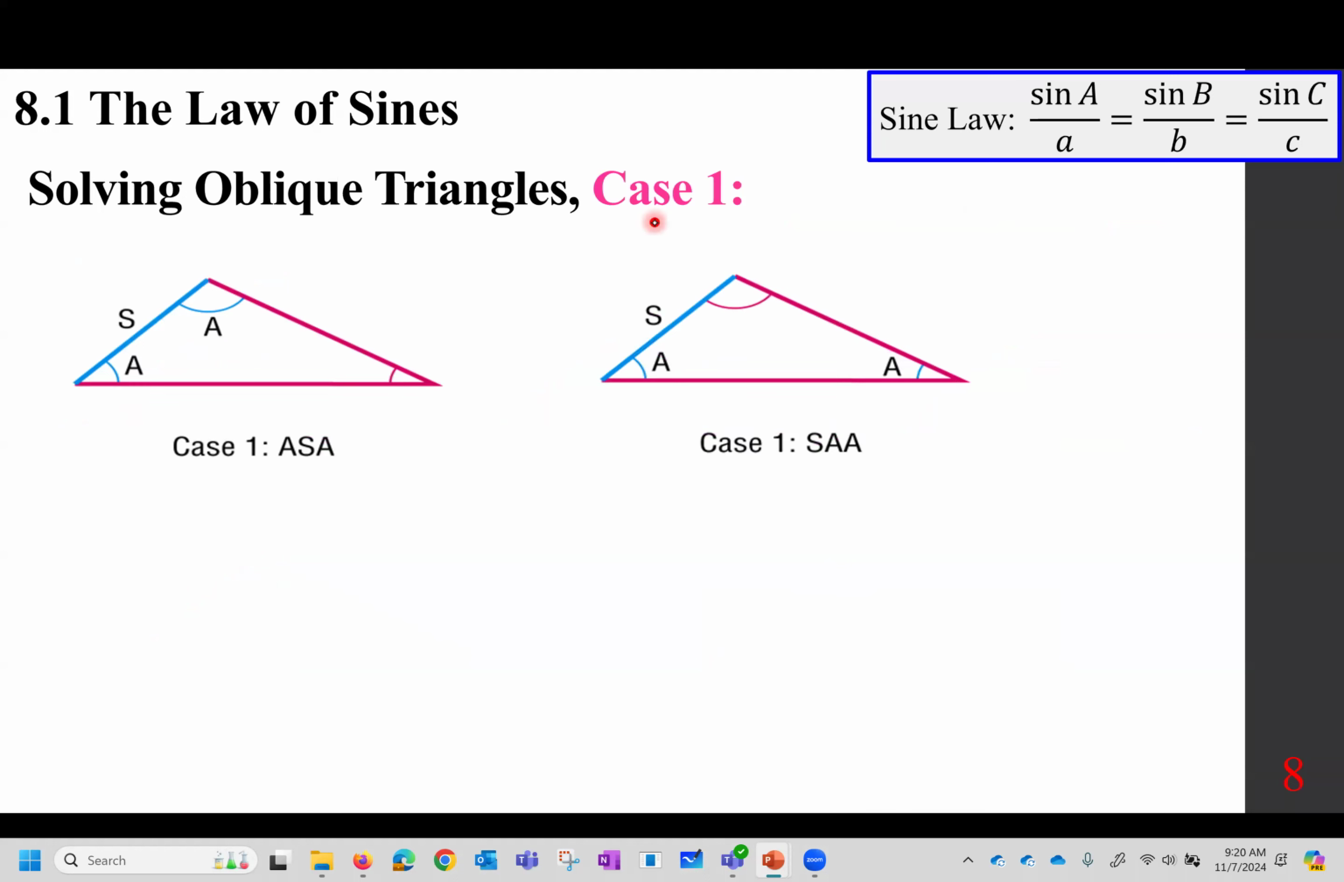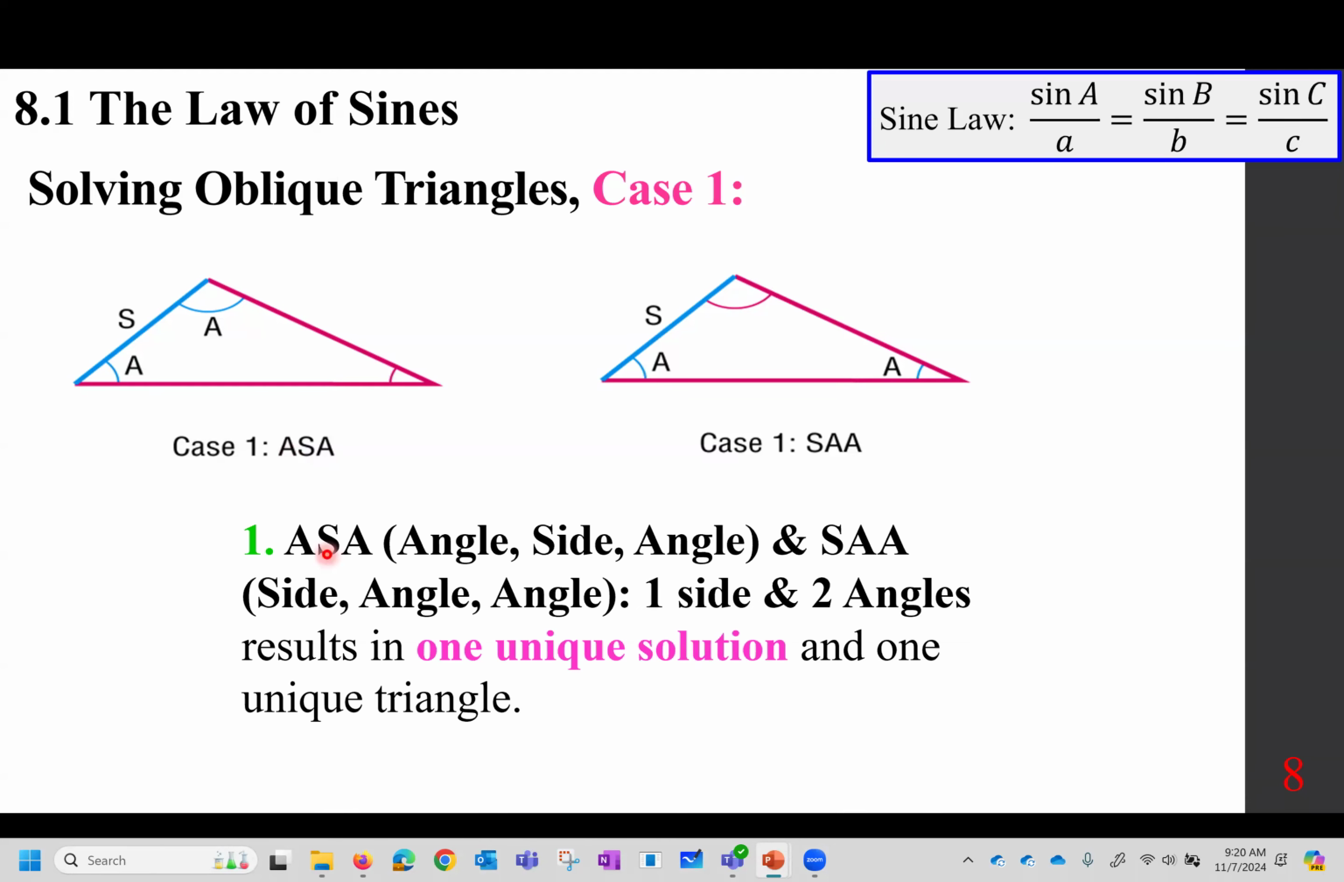Case 1. ASA, angle, side, angle, and SAA, side, angle, angle. One side and two angles results in one unique solution and one unique triangle. So we have a unique answer, one answer. We will look at all of these examples later.